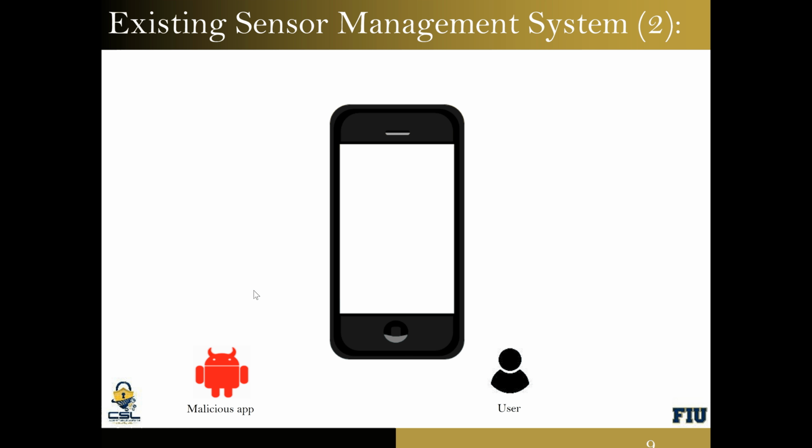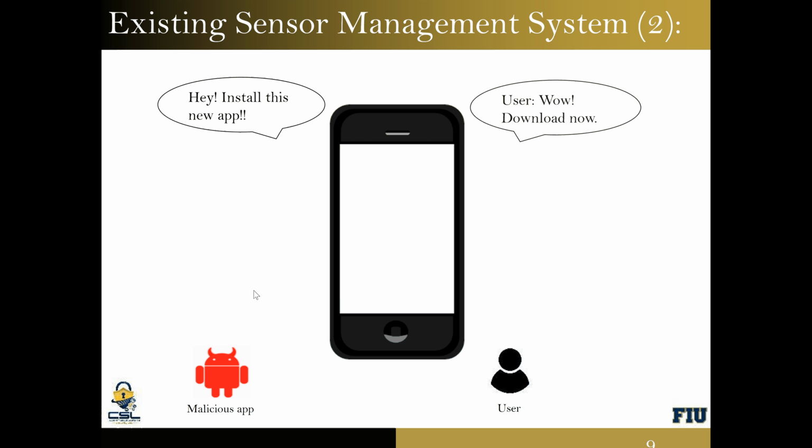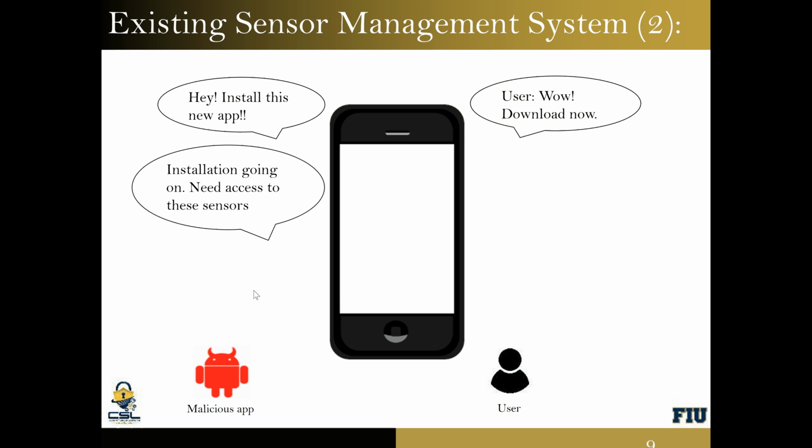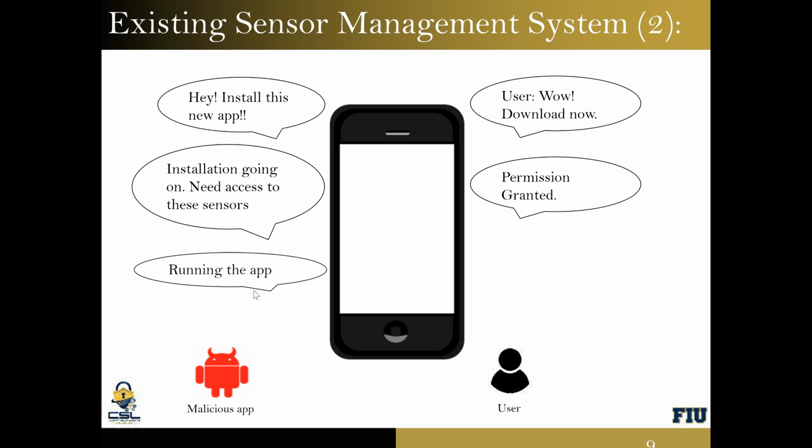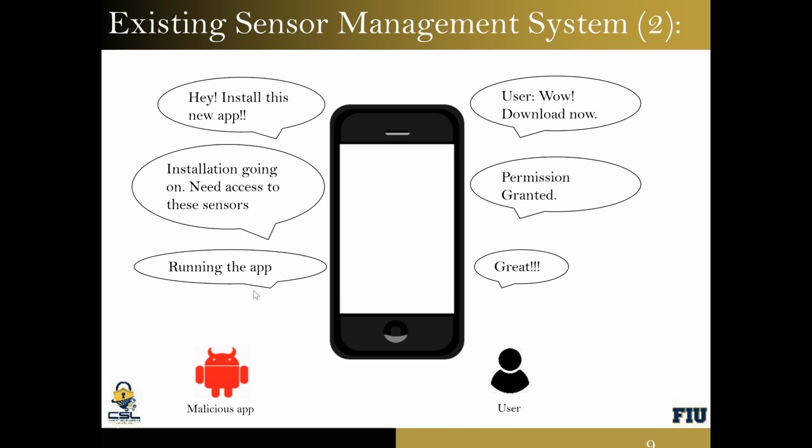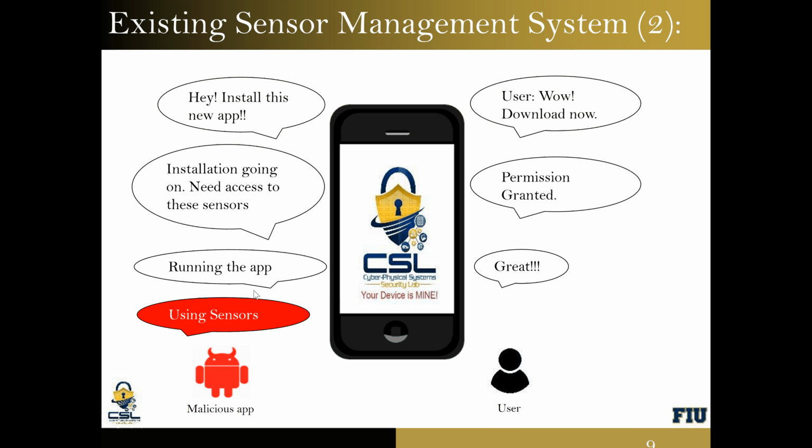So how does this attack work? First, a malicious app says, this is a very cool app, install this app on your device. The user says, okay, download. Then the installation goes on and the app asks for some permission to access the sensors. The user is unaware of the malicious app and permission is granted. Then the malicious app is running on the device and the user says, okay, that's perfect. But in the background, it's using the sensors and the user has no idea about that.